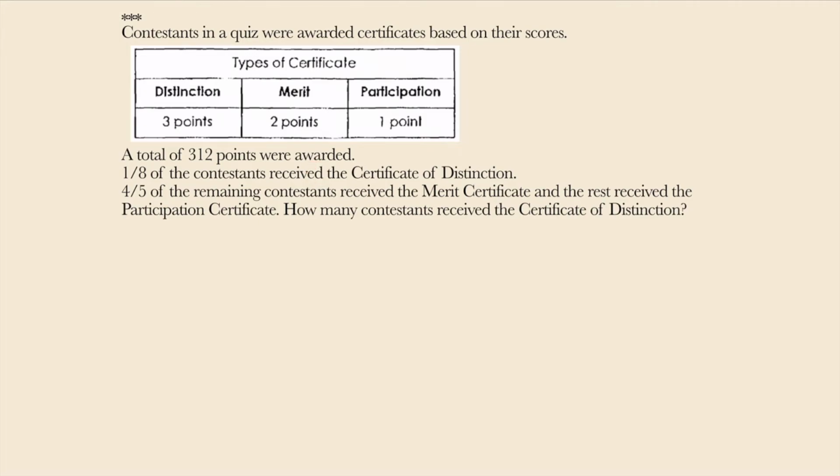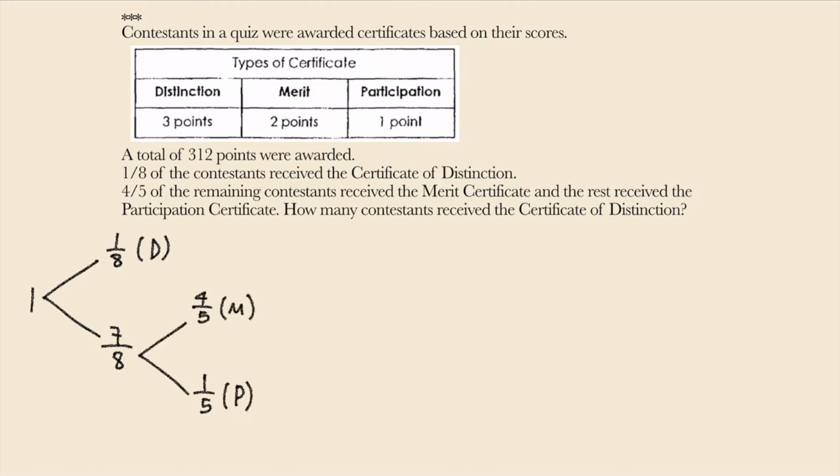So far, it doesn't look like a branch method question, does it? 1/8 received this distinction. 4/5 of the remaining. Well, there we go. So first thing we do is 1/8 distinction, 7/8 remaining, 4/5 of that remaining merit, 1/5 participation. So number of distinctions, 1/8 of total. Merit would be 28 out of 40.